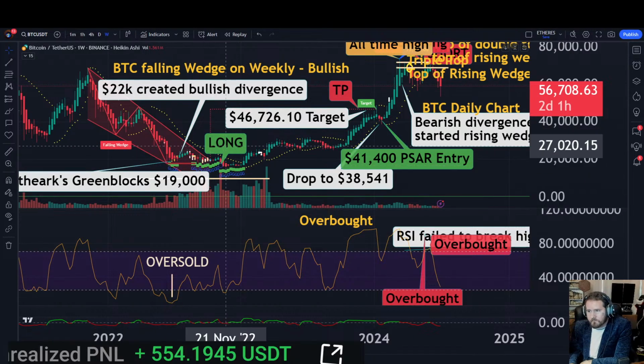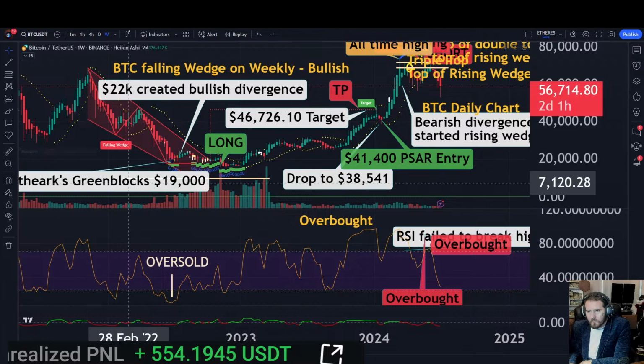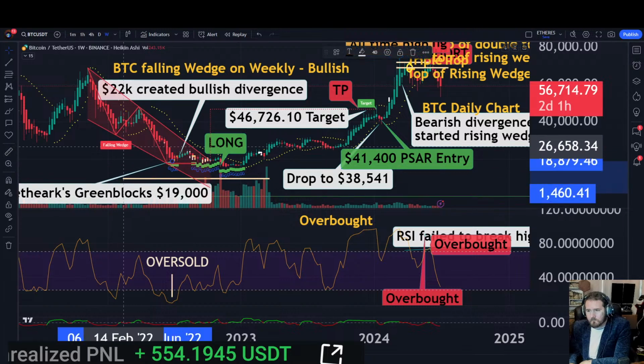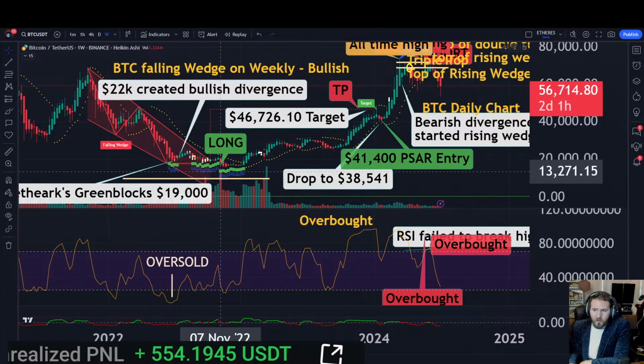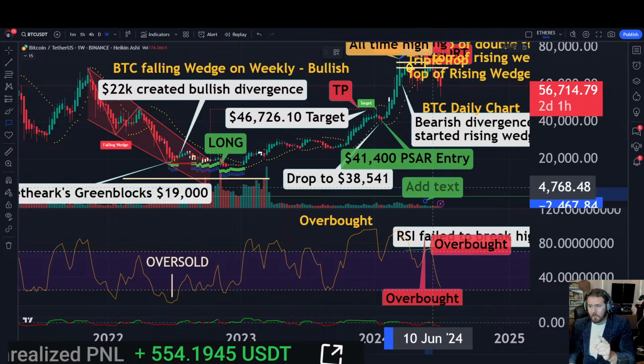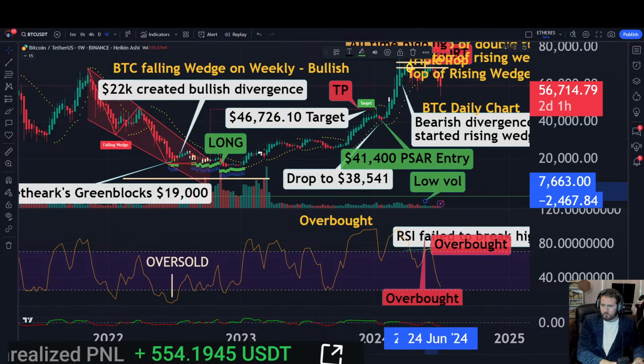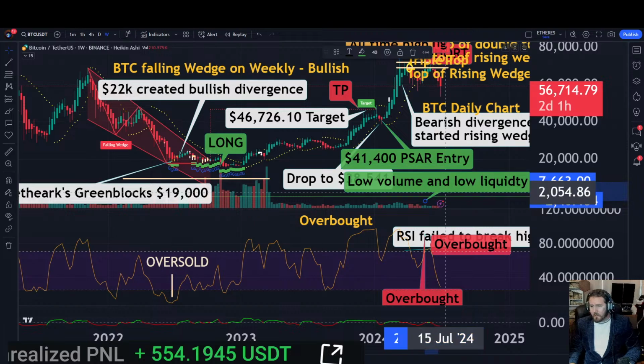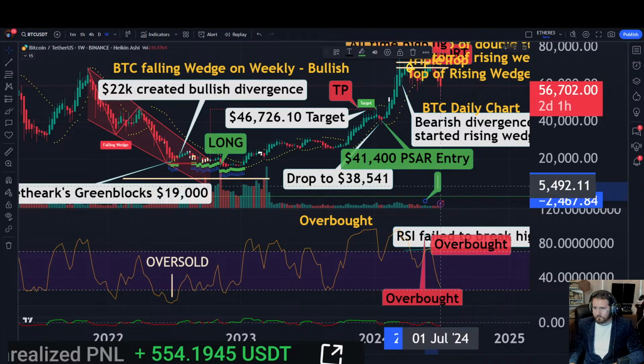Let me see if I can make this a little bit bigger. And then volume was picking up as well. Now volume fell off. The scary thing about where we have low volume and low liquidity, this is where we are now. This scares me right here.